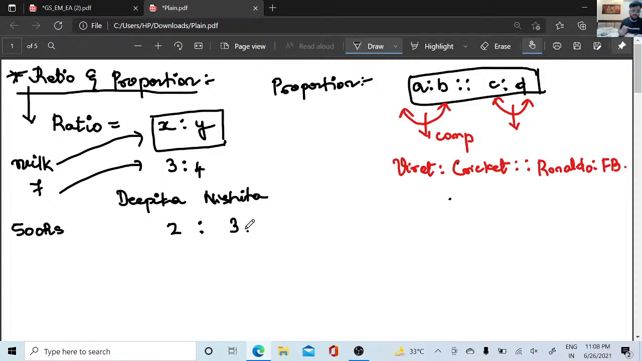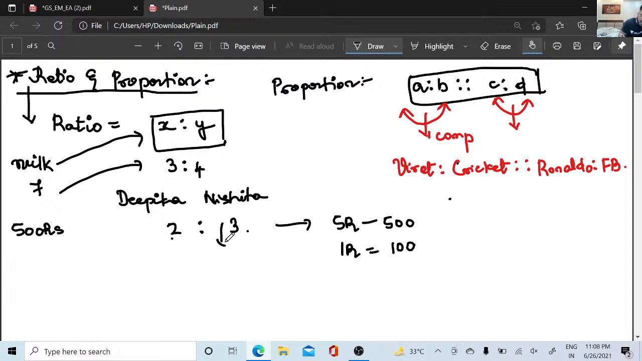In the ratio 2 is to 3. So how much is Nishita getting? How much is Deepika getting? How will we find out? What is the total ratio I'm getting here? 2 plus 3, 5R. 5R is equal to how much? 500 rupees. So one ratio will be equal to how much? One ratio will be equal to 100 rupees.